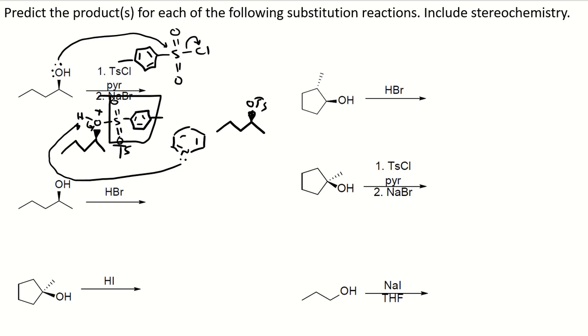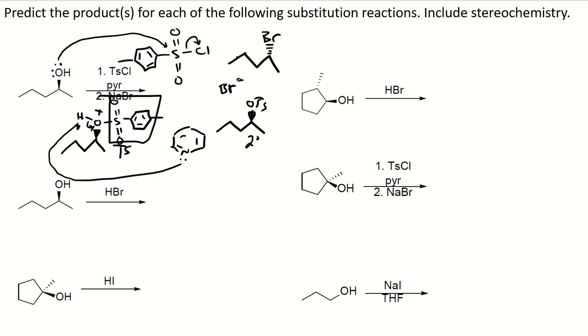You don't have to show the mechanism when they just want the product. I'm doing this just to show you why we get what we get. So now we have a good leaving group. It is secondary. We can potentially do SN1 or SN2 for our substitution because it is secondary. So if it did an SN2, what would happen is we would get backside attack, inversion of stereochemistry.